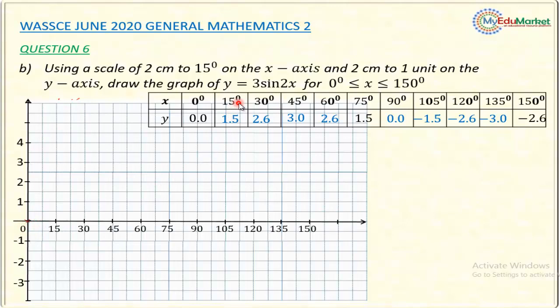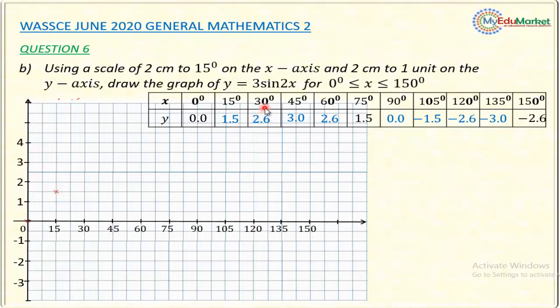Next is x is 15 degrees, y is 1.5. This is x 15. And this is y 1, this is y 2. So somewhere in the middle, it will be 1.5. So x is 15, y is 1.5. I'm going to make a mark here. Look at it. This is the mark.